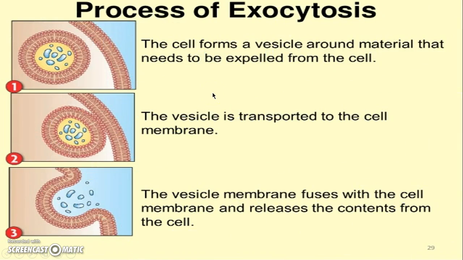Next is exocytosis. It's when the cell forms a vesicle around the material that needs to be expelled from the cell. The vesicle is transported to the cell membrane. The vesicle membrane fuses with the cell membrane and releases the contents from the cell.